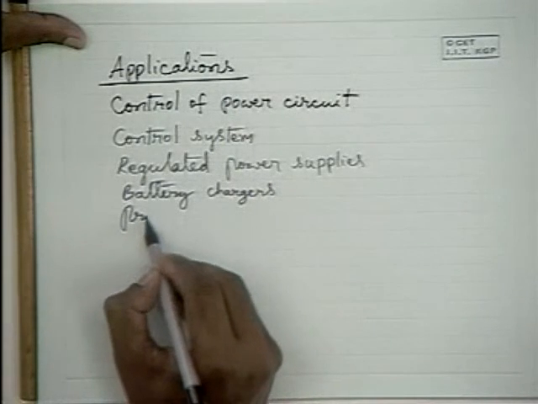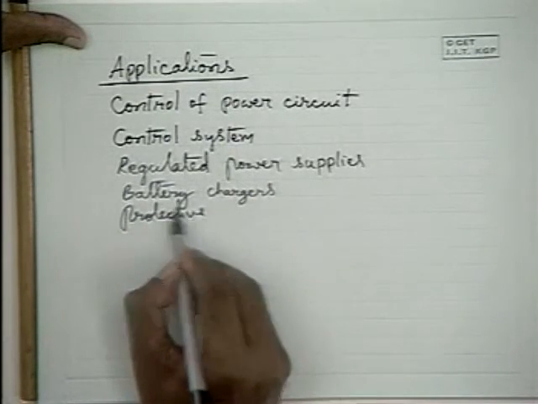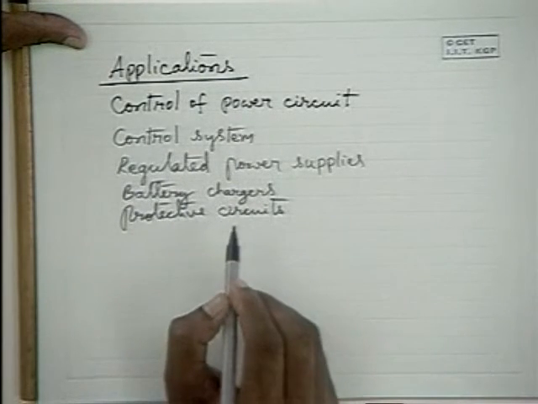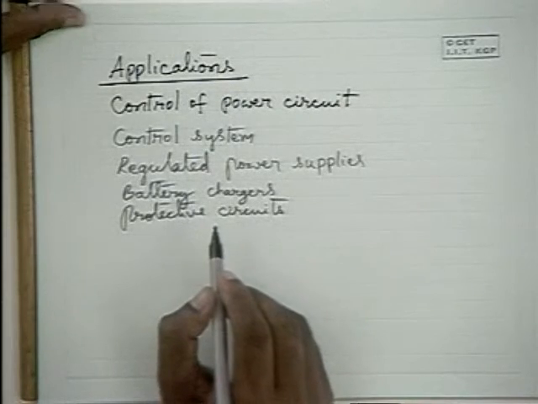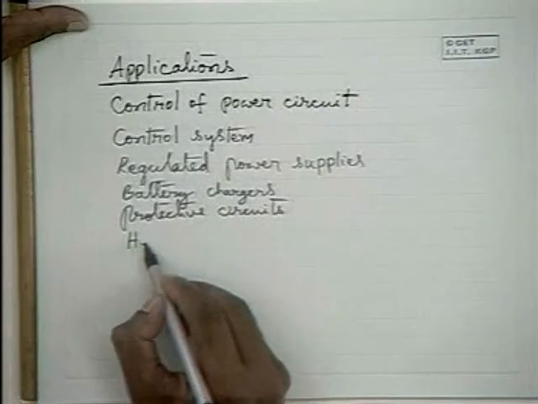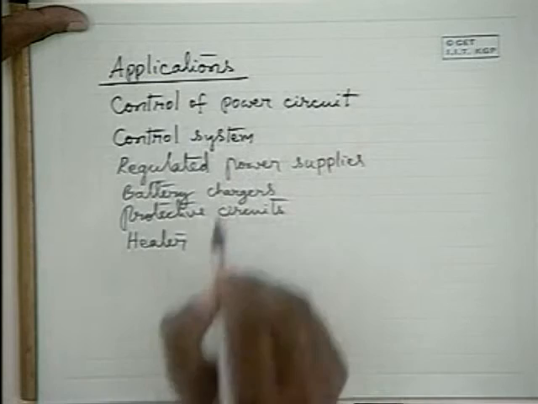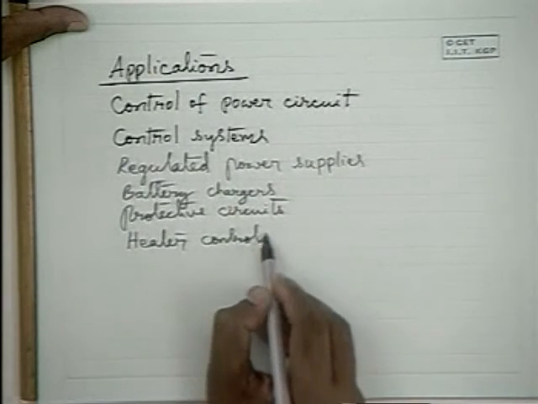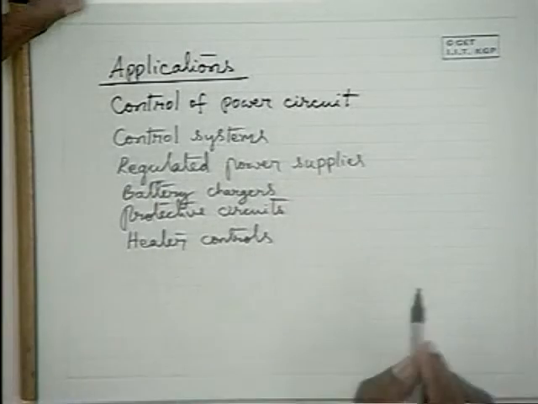It can be used in protective circuits. Naturally, you can see that it gets shorted. The potential across a device gets shorted the moment some other voltage goes beyond a certain limit. It can be used in heater controls or in general control systems, as I have mentioned. And there are many other applications.